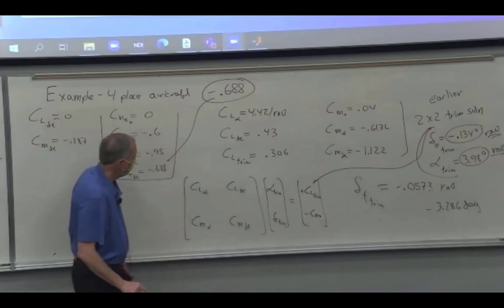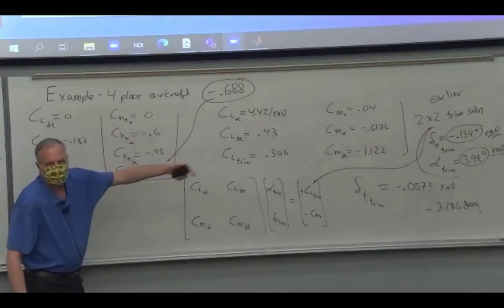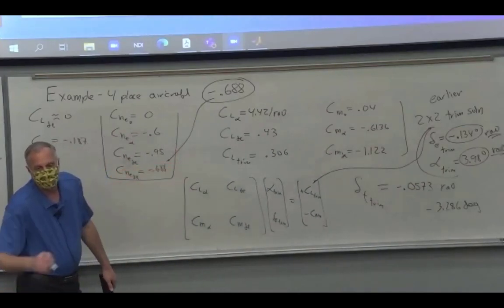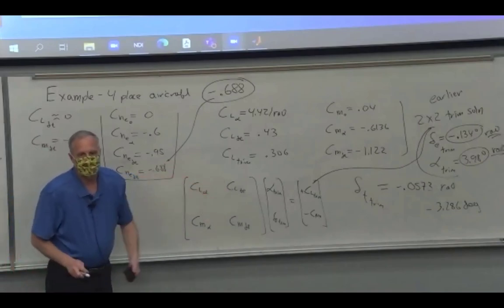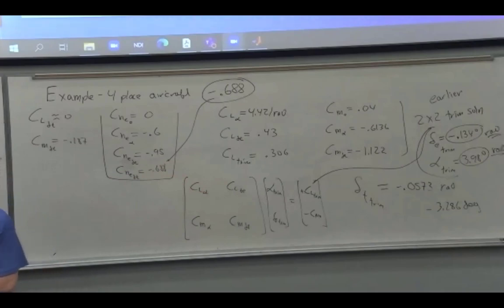The homework number two, you'll be doing that solution. You can use the one that's already, we've already calculated alpha trim equals and delta E trim equals, and then you'll calculate the trim tab like that. Okay, so let's go over and fill in the matrix for the 3x3.